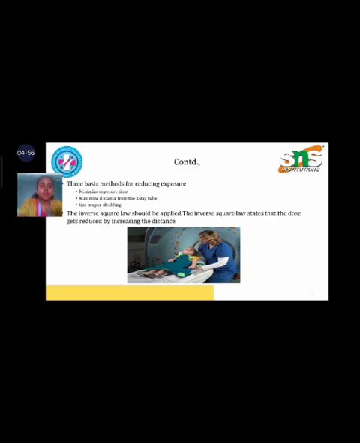Three basic methods for reducing exposure are: minimize exposure time, maximize distance from the X-ray tube, and use proper shielding. The inverse square law should be applied. The inverse square law states that the dose gets reduced by increasing the distance.